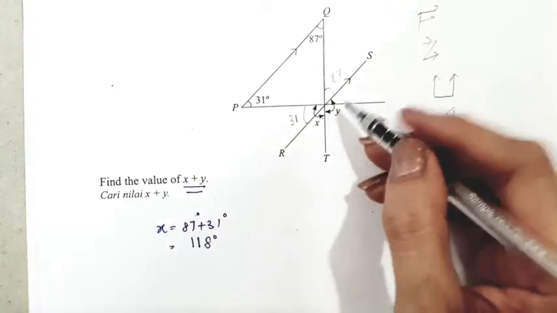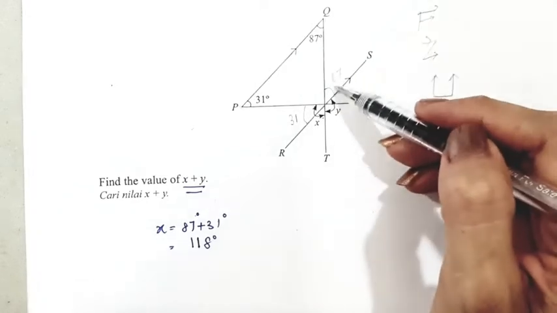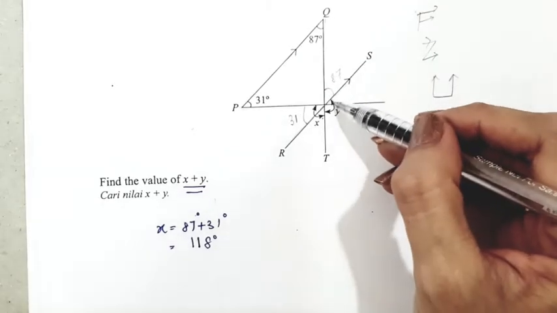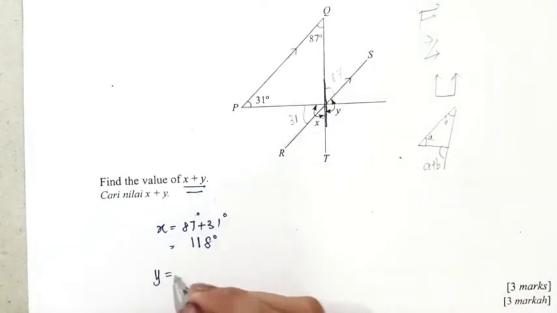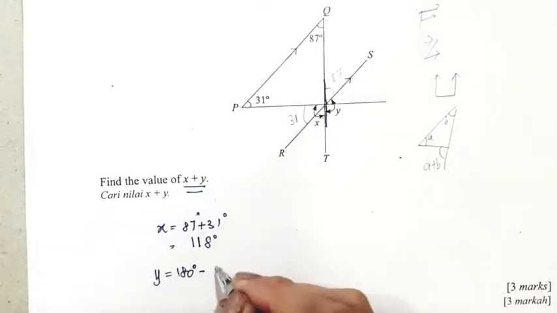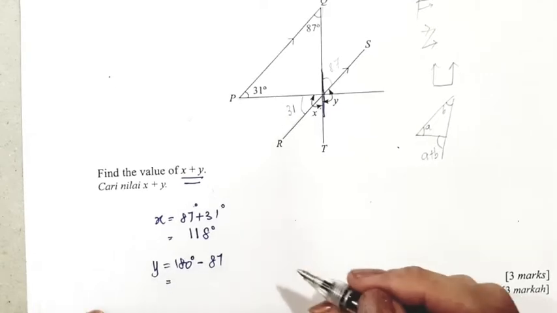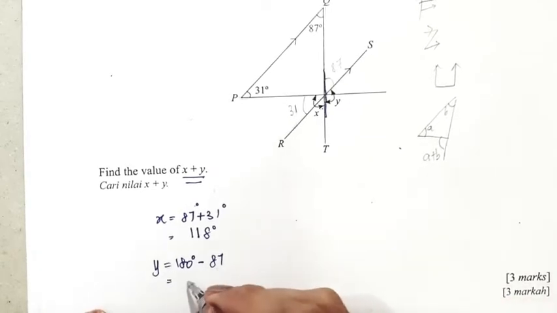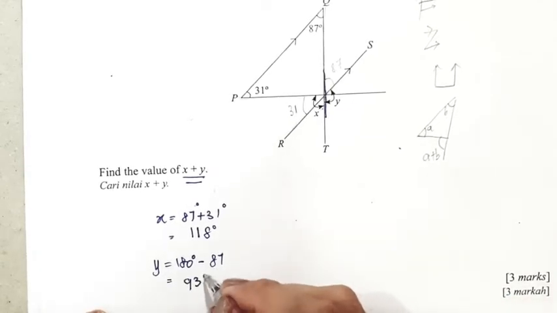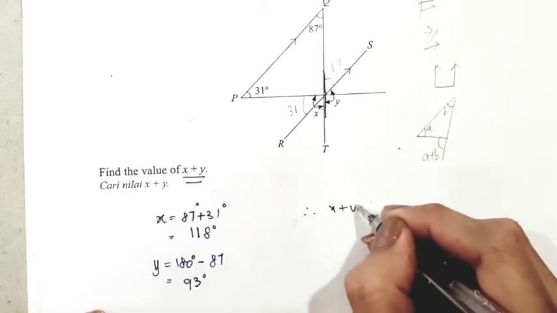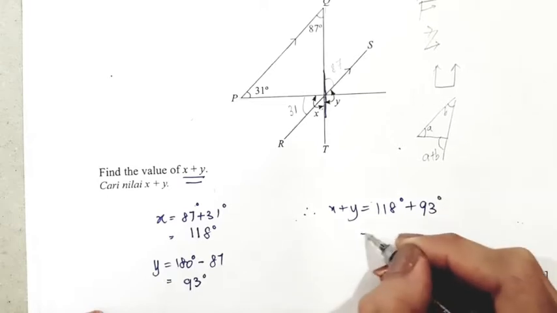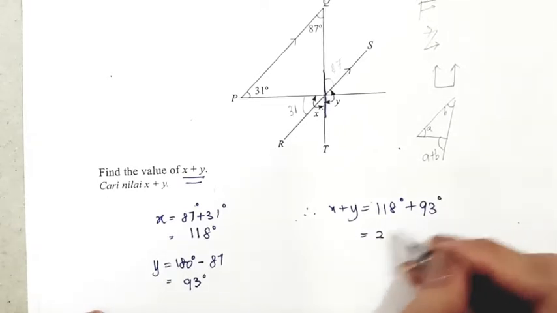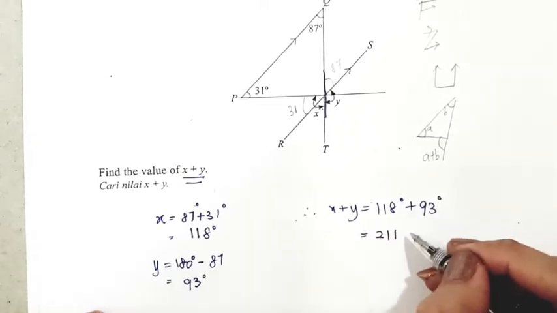Next, we can find y. Just now I already found that this is actually 87, and y is from here to here. This is a straight line. So y is equivalent to 180 degrees minus 87. So we will have 93 degrees. So therefore, x plus y will equal 118 plus 93. So we will have 211 degrees.